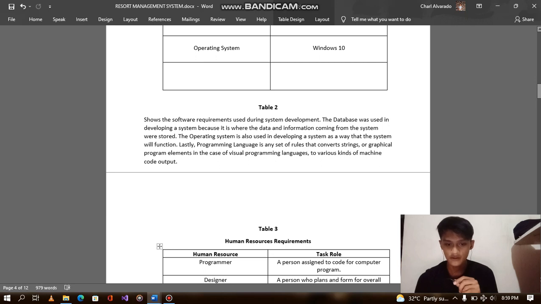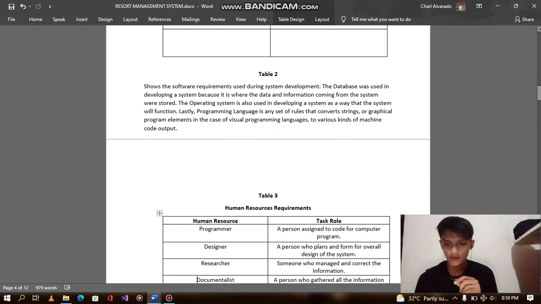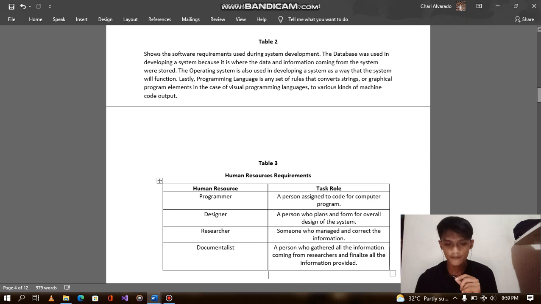Table 2 shows the software requirements used during system development. The database was used in developing a system because it is where the data and information coming from the system were stored. The operating system is also used in developing a system as a way that the system will function. Lastly, programming language is any set of rules that converts strings or graphical program elements, in the case of visual programming language, to various kinds of machine code output.